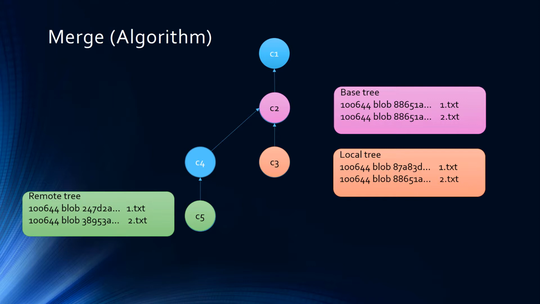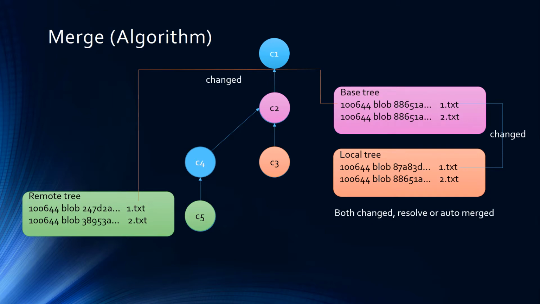In our case, we assume that we have 1.txt and 2.txt in C2. By comparing with the ancestor commit C2, we can find that in C5, both 1.txt and 2.txt changed. In C3, 1.txt changed, but 2.txt didn't change. 1.txt in C5 and 1.txt in C3 are different because they have different SHA-1 code. Obviously, this is the first situation we mentioned before. 1.txt needs to be merged.